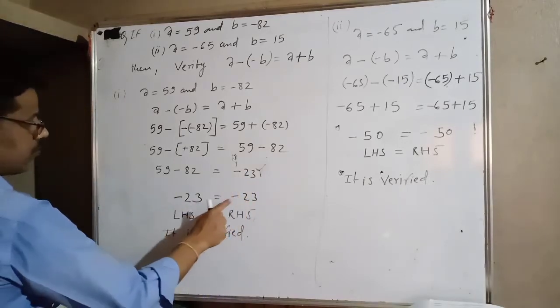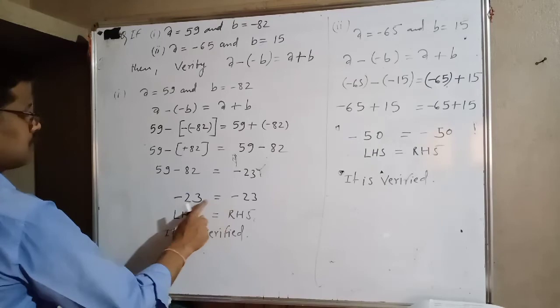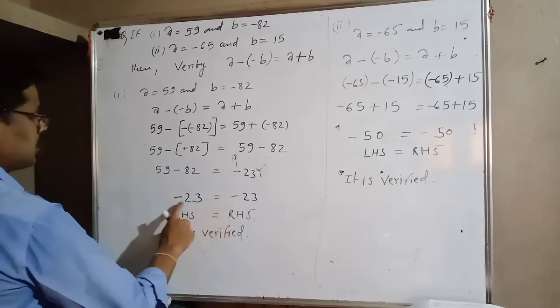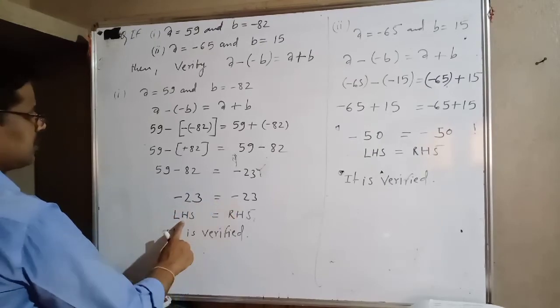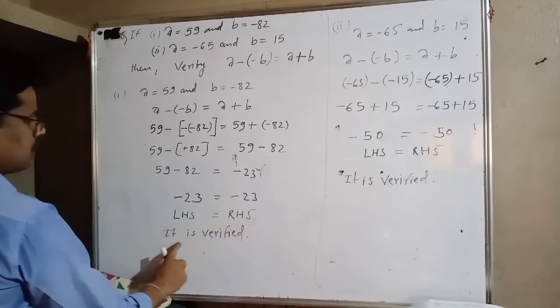What do we find? We find that both sides have the same answer, minus 23 and minus 23. Left hand side is equal to right hand side. We can say it is very fine.